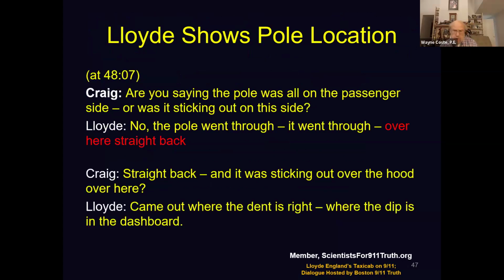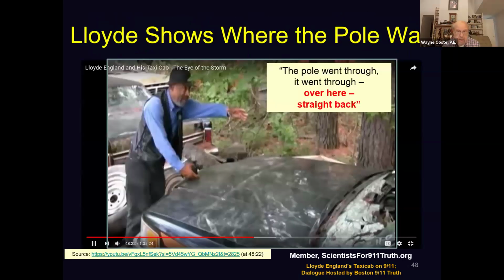Craig, are you saying the pole was all on the passenger side, or was it sticking out of the side? No, the pole went through over here, straight back, and it was sticking out over the hood over here, came out where the dent is, right where the dip in the dashboard, right?